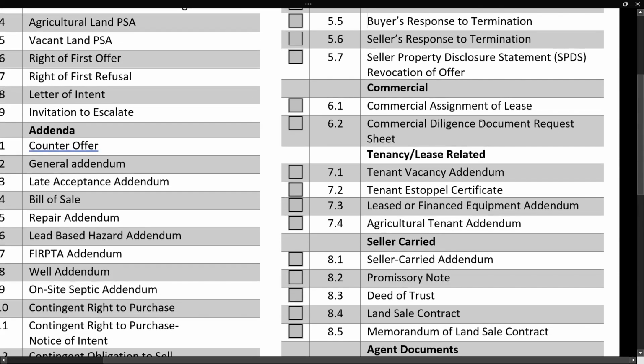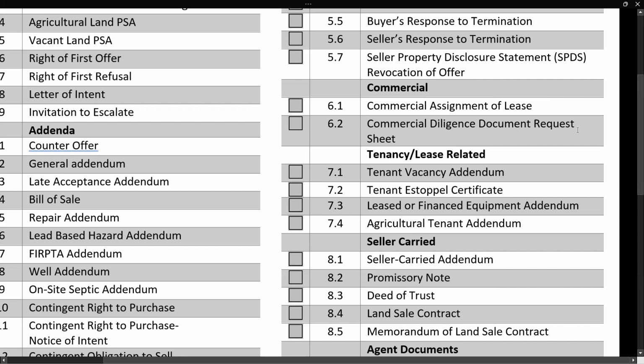The 6s are our commercial documents. This is where the commercial folks will have their documents for the commercial purchase and sale agreements. 6.1 is for the assignment of a lease. If you have, for example, a building with a coffee shop in the basement, you can use this assignment of lease to assign the landlord rights over to the new buyer. The new buyer will then become the landlord of that coffee shop. This is used to assign that commercial right over from the seller to the buyer.